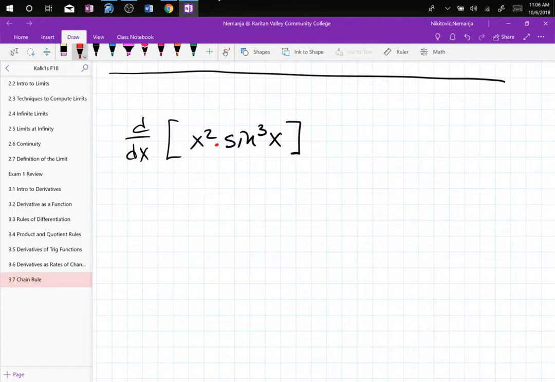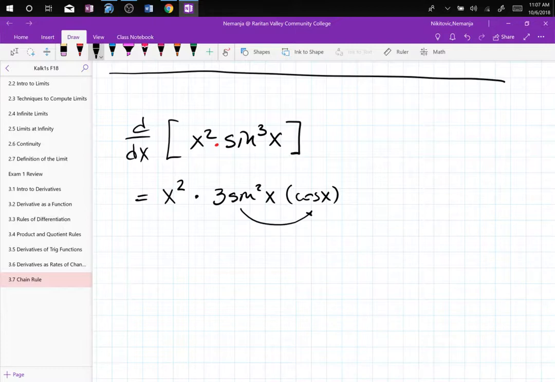So this is the product rule. Copy the first, derivative of the second, that's when the chain kicks in. Copy the second, derivative of the first, and you're done. So we know that the product rule is done by saying copy the first, which is x squared, times derivative of the second. That's going to be 3 sine squared x times cosine x. That's your chain. Plus copy the second, sine cubed x, times derivative of the first, 2x.